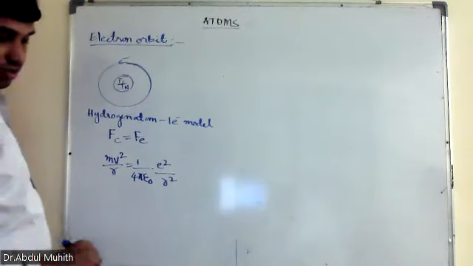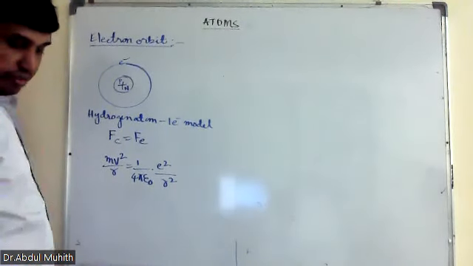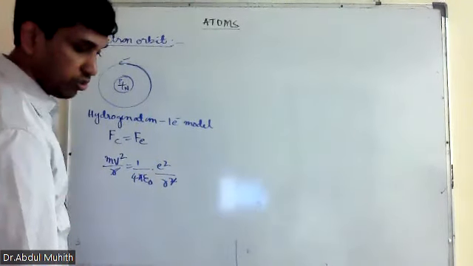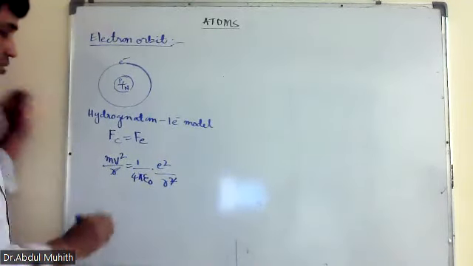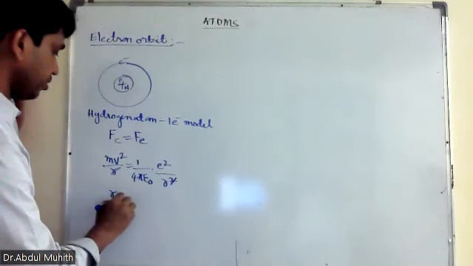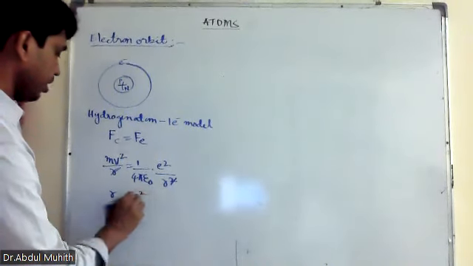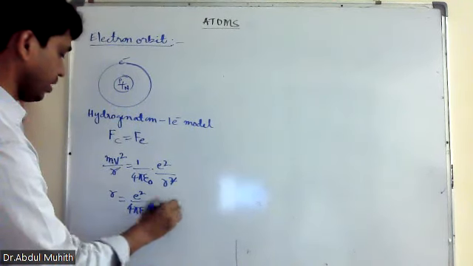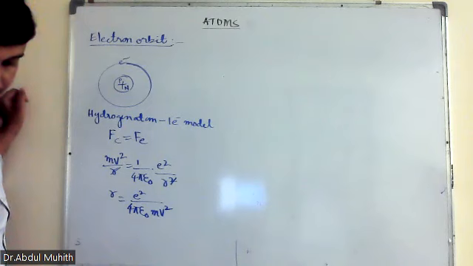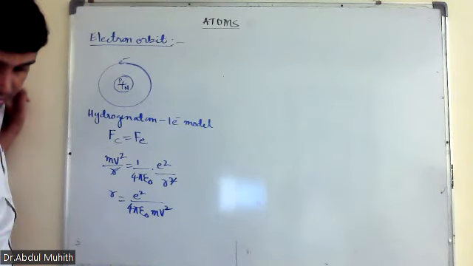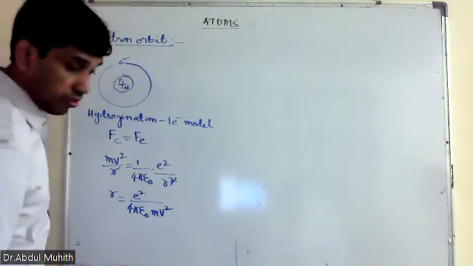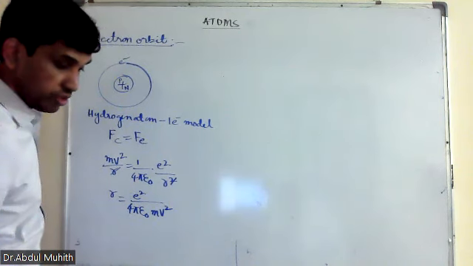So here, what happens now? In Mv square by R, this R and this R will go away. Cross multiply this now. R is equal to how much? R is equal to E square by 4 pi epsilon 0 mv square. Is that clear? Now, the radius is given to us.